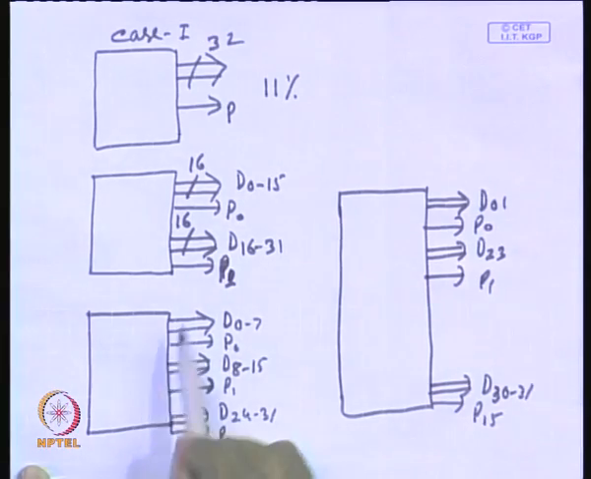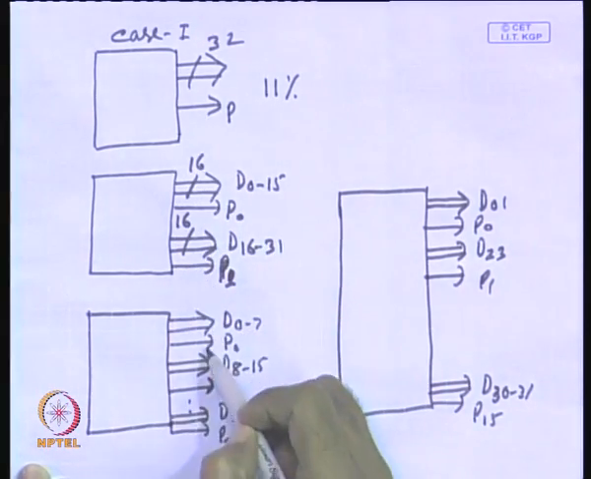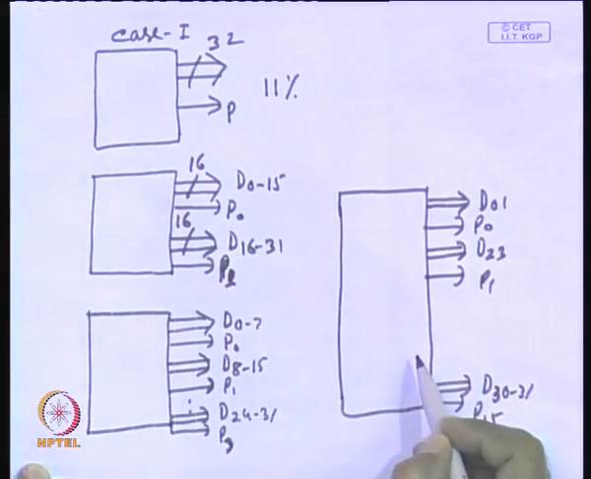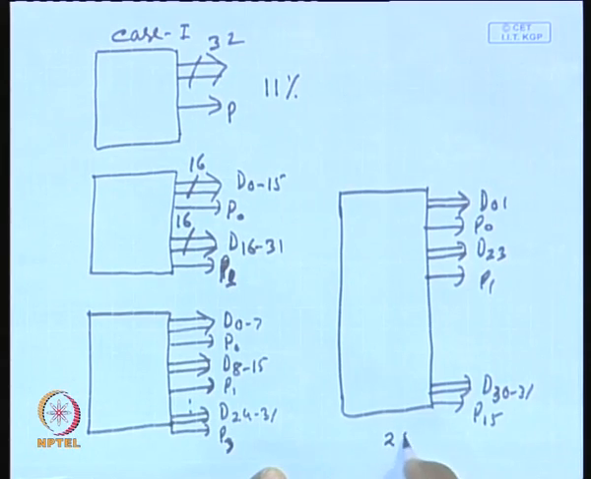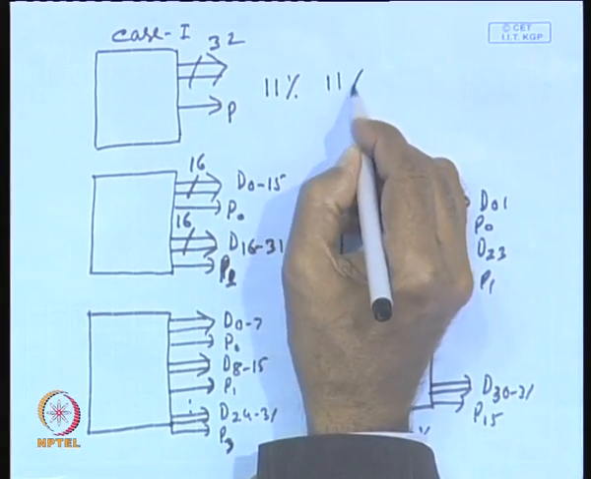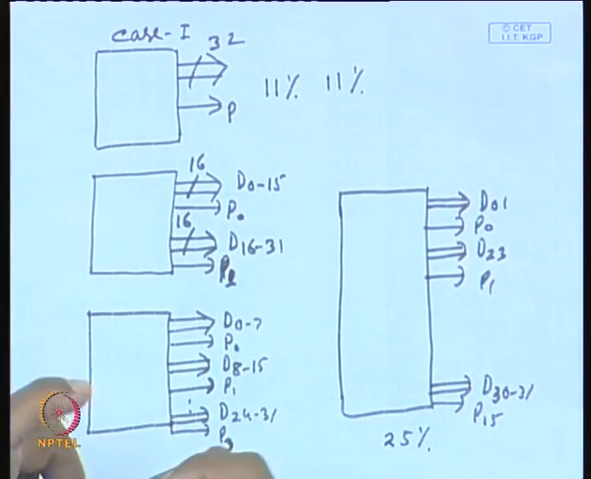So, here what is the trade off? The trade off is that you are increasing the redundancy, and as you increase the redundancy, obviously the area of the chip will increase, but the switching activity will reduce. So, here is a trade off between increase in area versus reduction in switching activity. As you can see, for n equal to 2, the reduction is 25%. For n equal to 32, the switching activity reduction is 11%. For the cases in between, you will have in-between reductions.